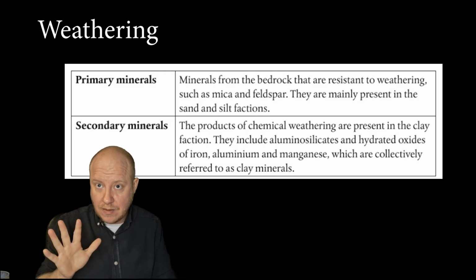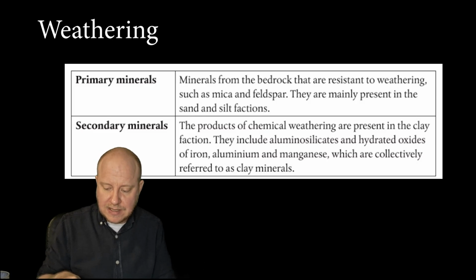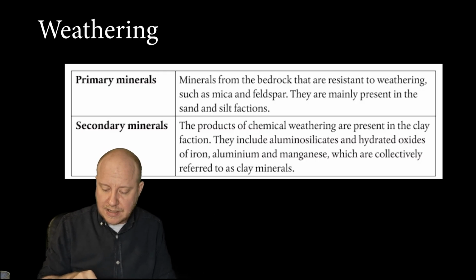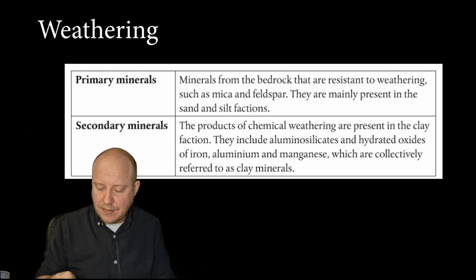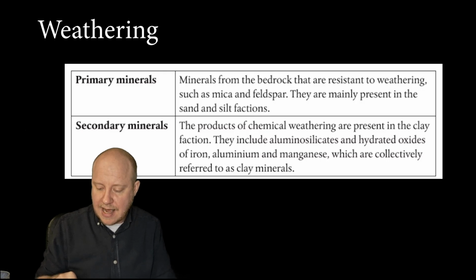without movement. The rocks aren't going anywhere. The weathering of bedrock provides mineral particles. You can see here in table 5.3 in the lower horizon. So primary minerals, minerals from the bedrock that are resistant to weathering, such as mica and feldspar, are mainly present in the sand and silt fractions. Secondary minerals, the products of chemical weathering, are present in the clay fraction. They include aluminosilicates and hydrated oxides of iron, aluminum, and manganese, which are collectively referred to as clay minerals.